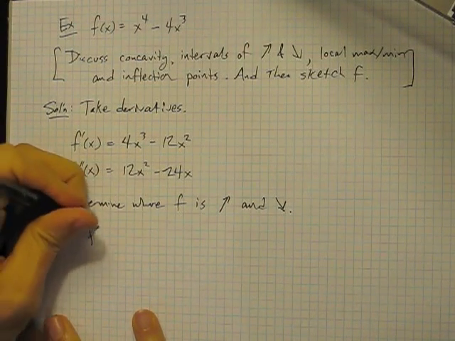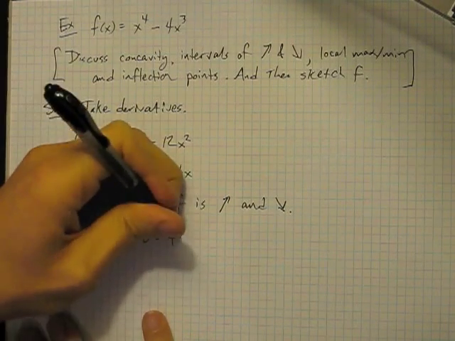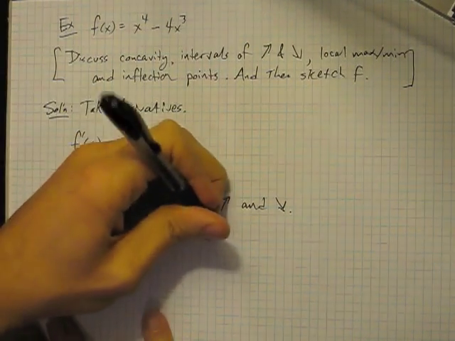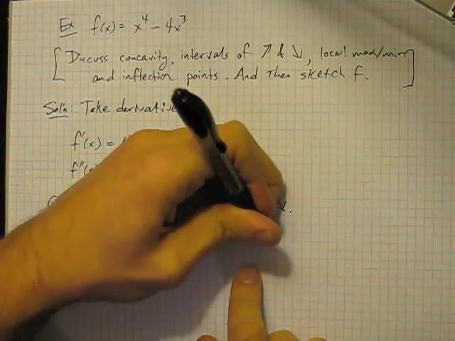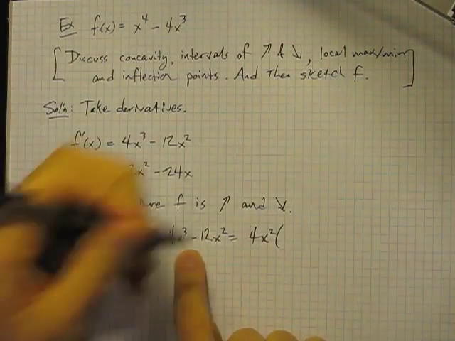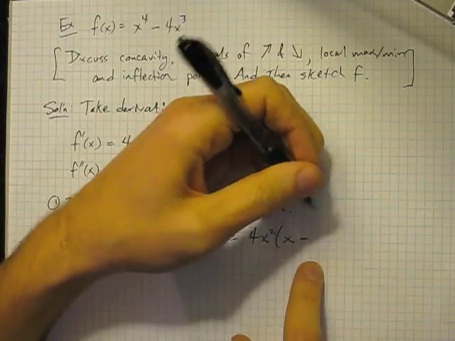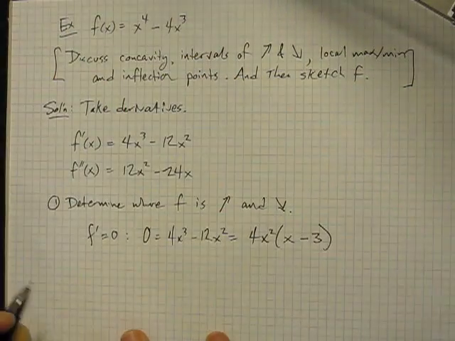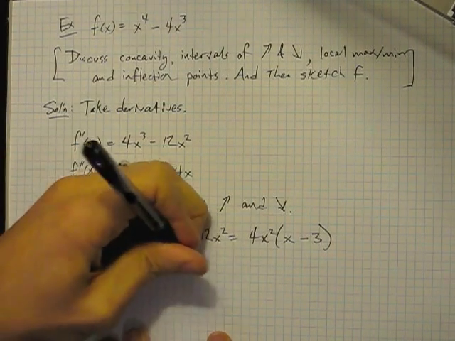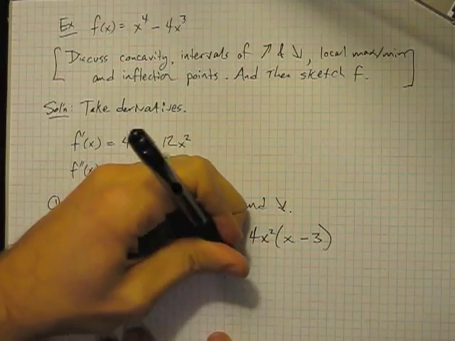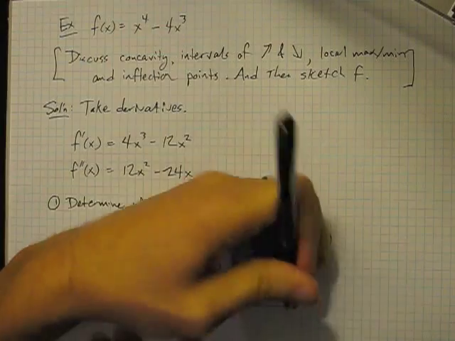To do this, remember we set the derivative equal to 0. So we get 0 equals 4x cubed minus 12x squared. There's a common 4x squared here. When we factor that out, we have x minus 3. So this means that f prime is equal to 0 at x equals 0 and x equals 3. Let's draw the number line here that we had before.